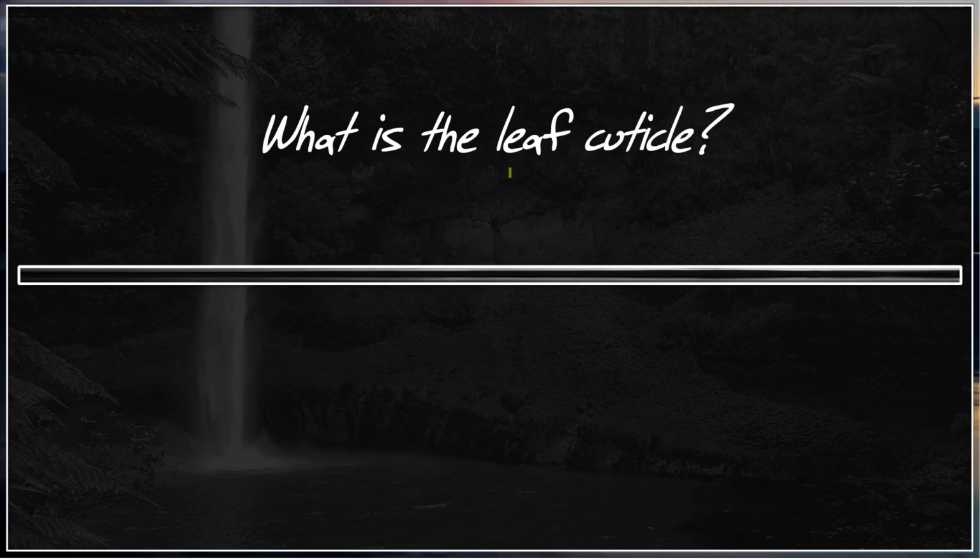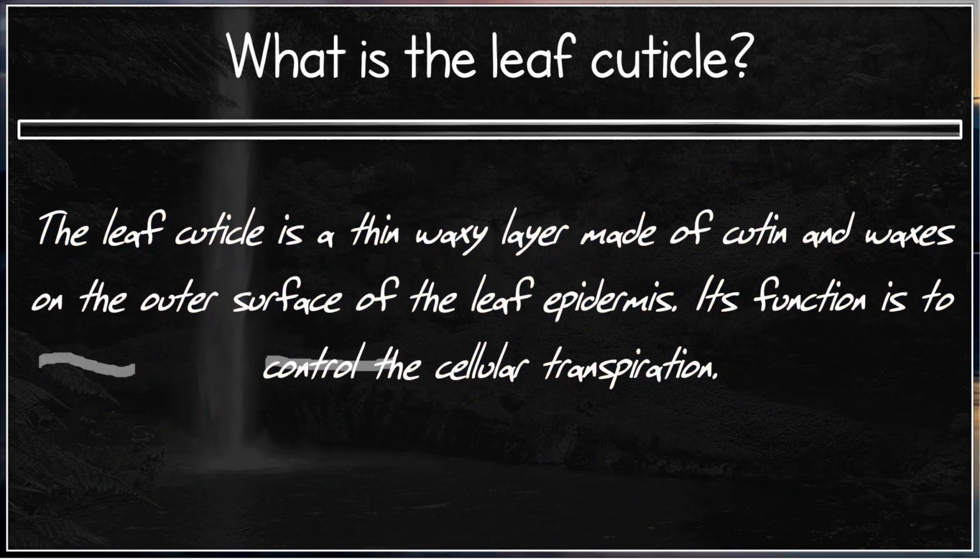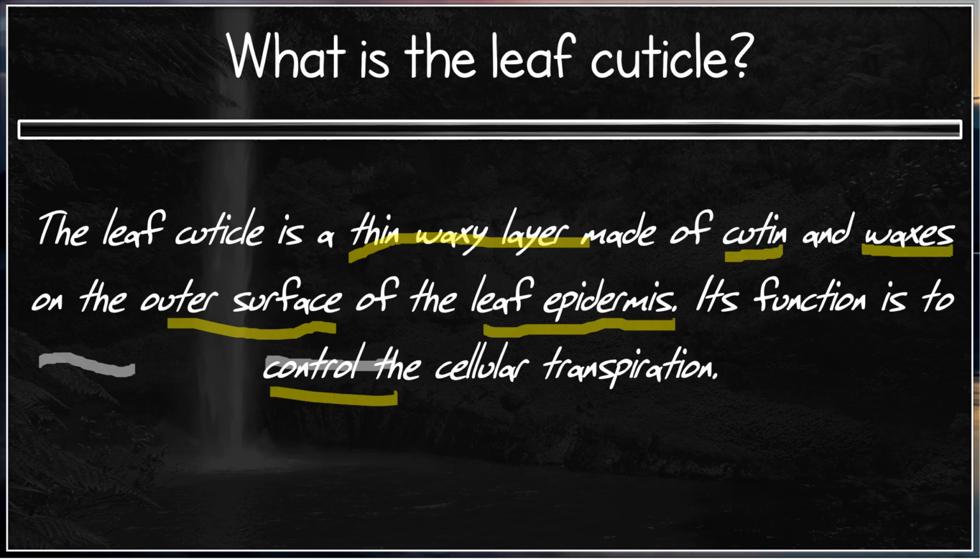What is the leaf cuticle? The leaf cuticle is a thin wax layer made up of cutin and waxes on the outer surface of the leaf epidermis. Its function is to control cellular transpiration.